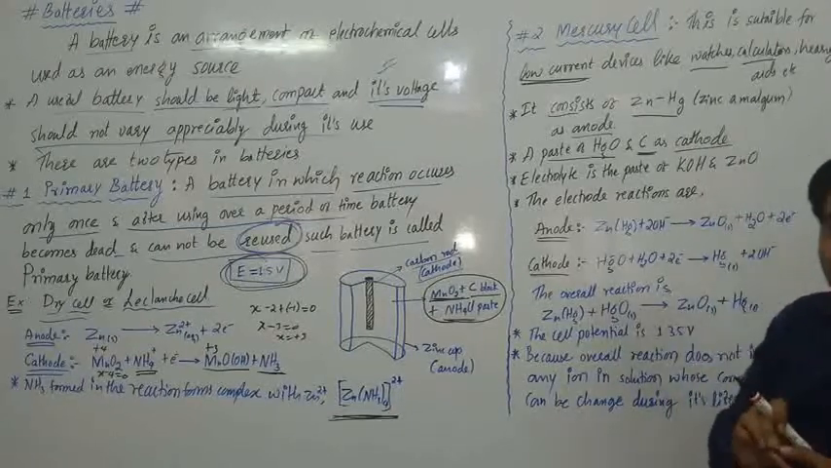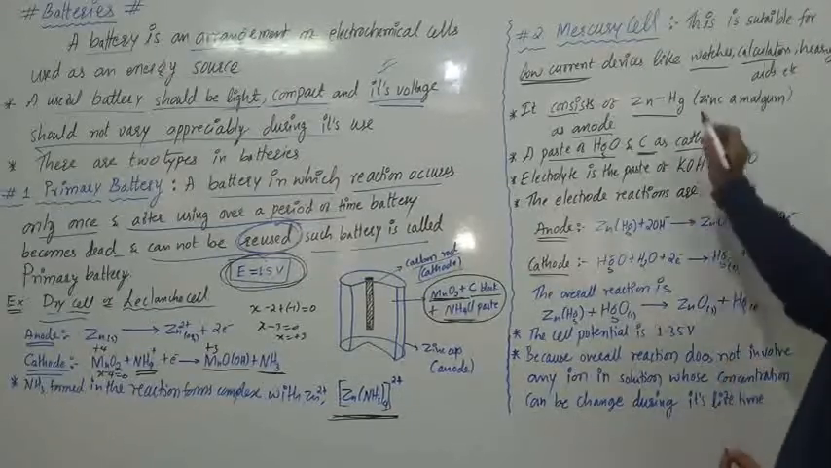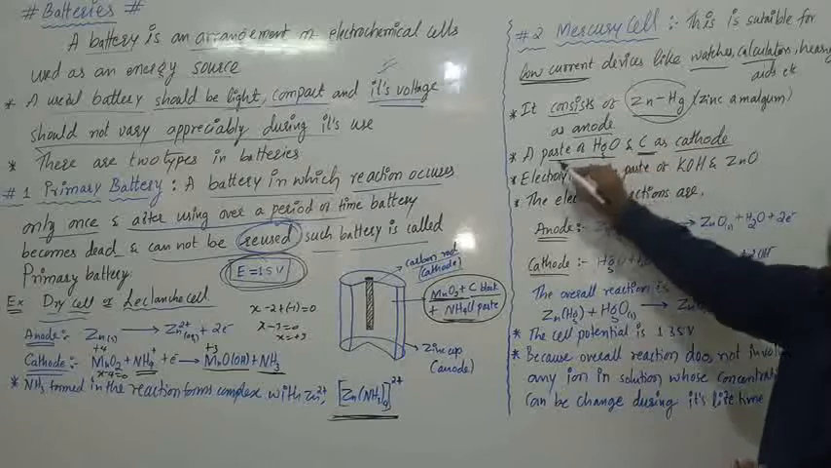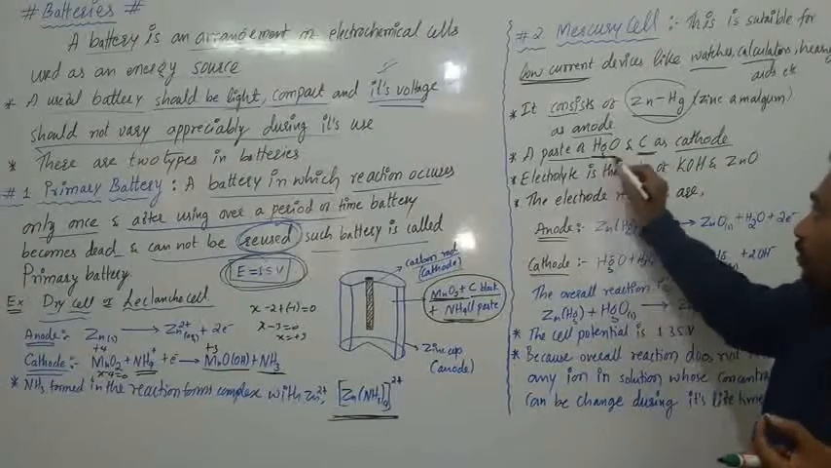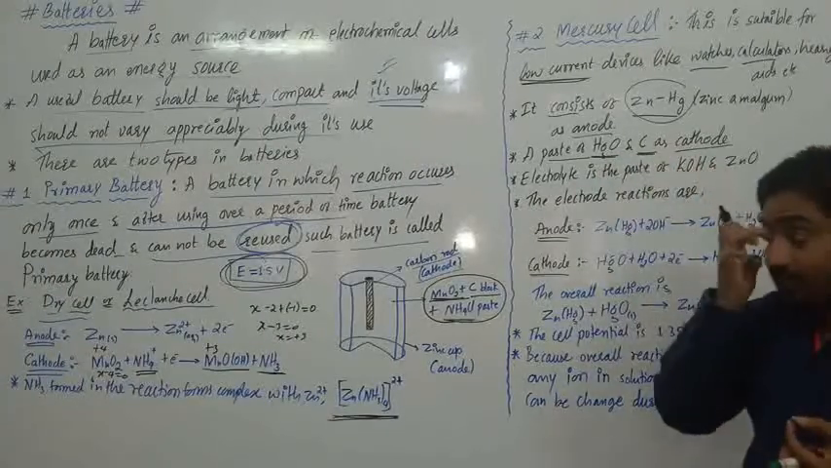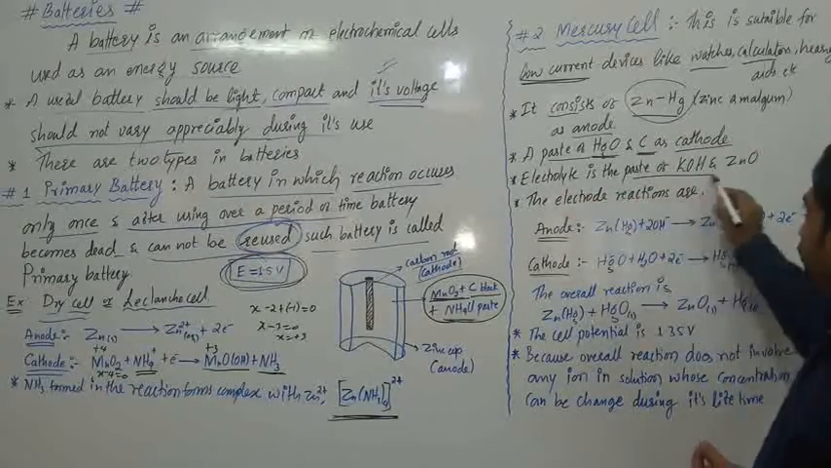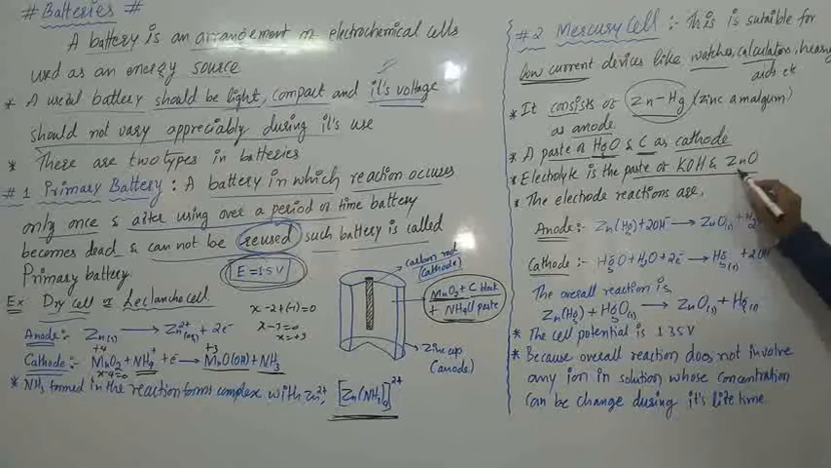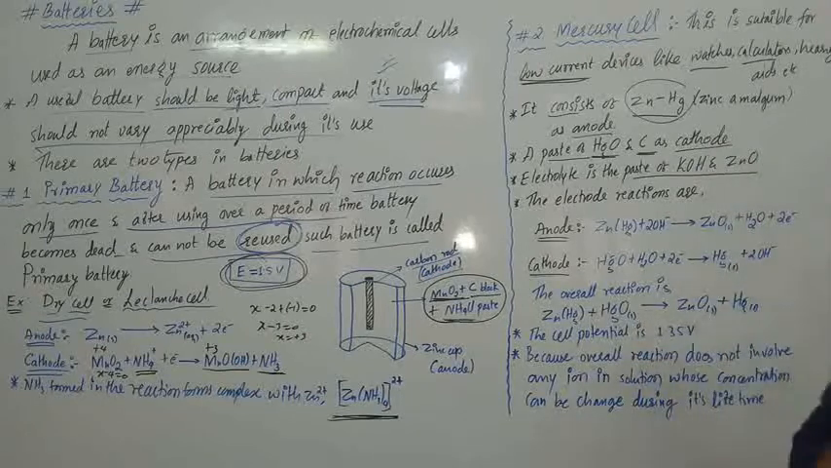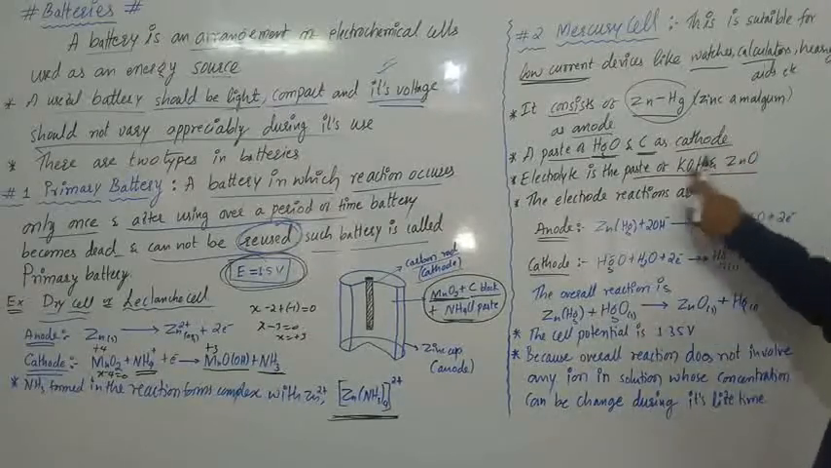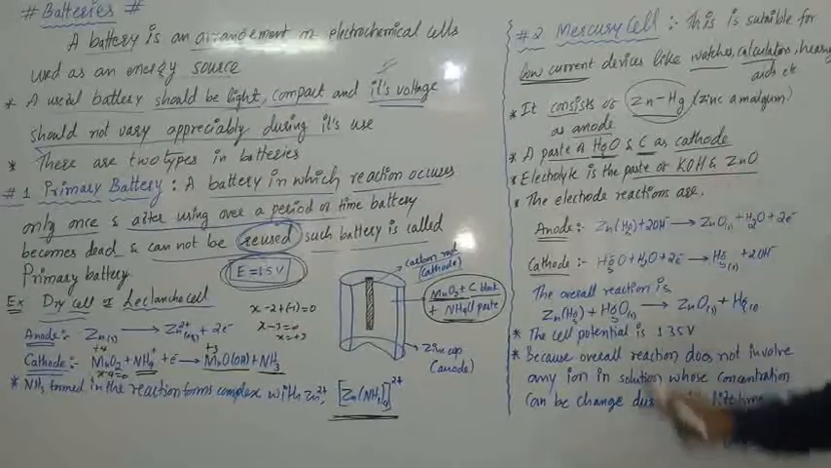In this small cell, what is our anode? Anode is zinc amalgam. What is our cathode? A paste of mercury oxide and graphite is our cathode. And the electrolyte is the paste of potassium hydroxide and zinc oxide, which behaves as the electrolyte for this cell.